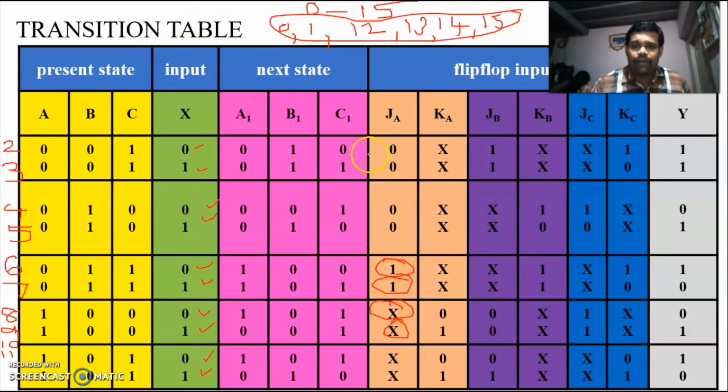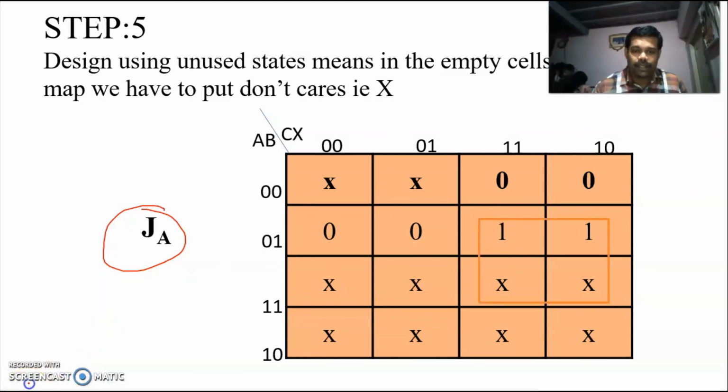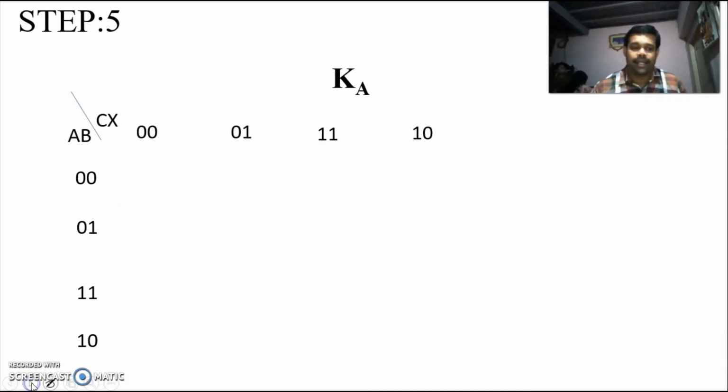So first, you have to plot the ones in the K map for JA. Then you have to plot X don't cares for JA. Then you have to plot don't cares in 0, 1, 12, 13, 14 and 15. Why? Because these are unused states. Okay. Now we are plotting the ones and don't cares, and we are going for grouping, and the expression you are getting is J is equal to BC.